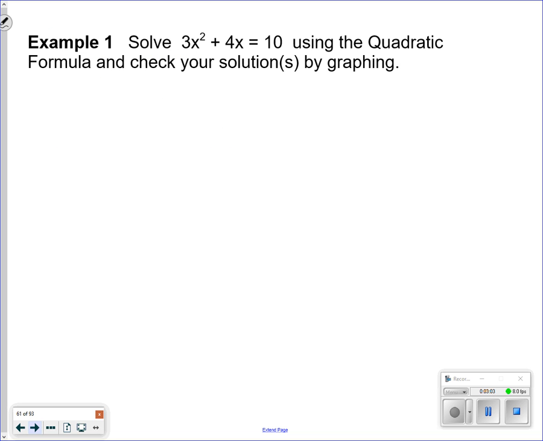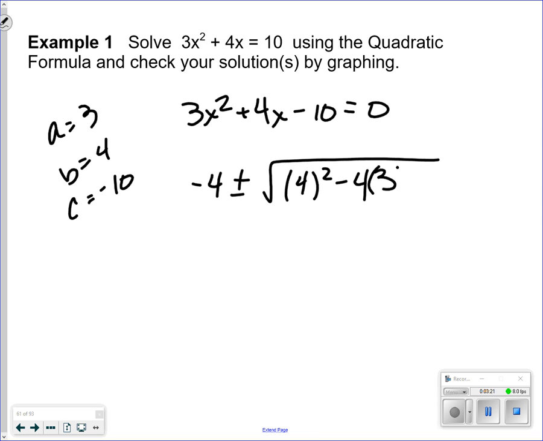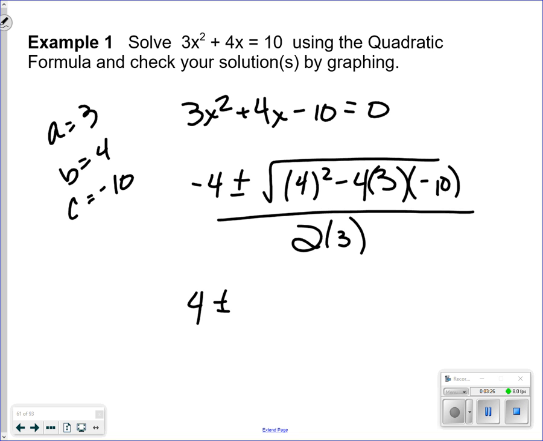And so a, b, and c can be derived from a quadratic in standard form. So here we go. A is 3, b is 4, and c is negative 10. So you first have to make it equal 0. That is the first thing. So negative b plus and minus the square root of b squared minus 4ac all over 2a. Now, what's called the discriminant, we're going to talk more about this tomorrow, is this portion of the quadratic formula. The stuff that's under the radical is known as the discriminant.